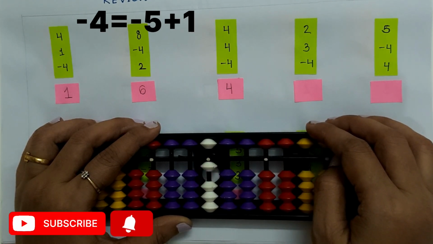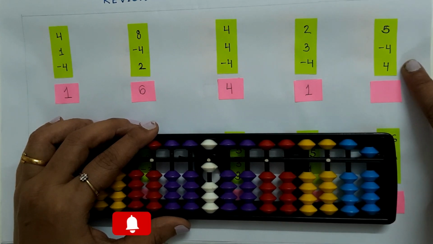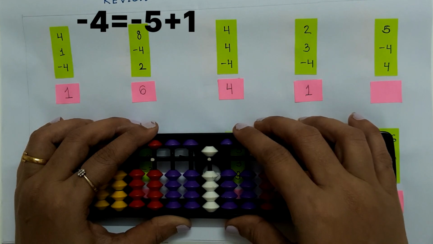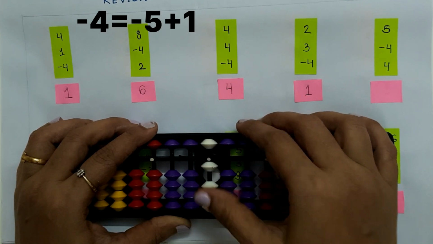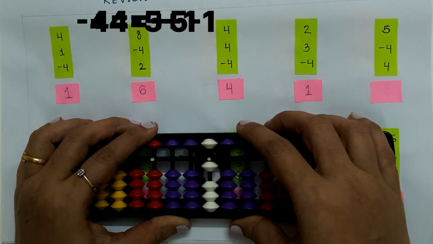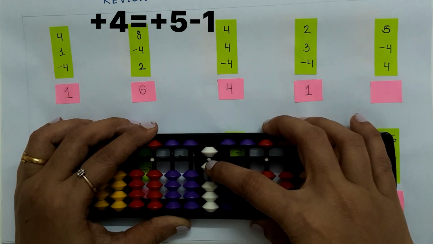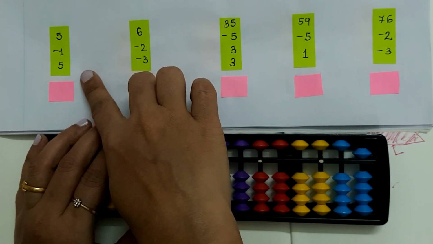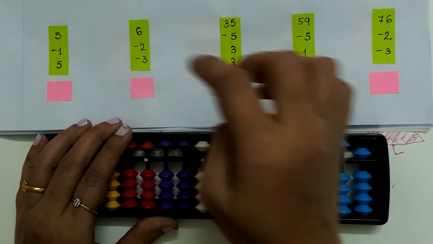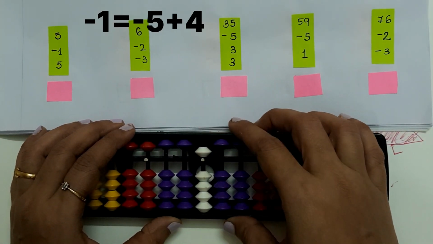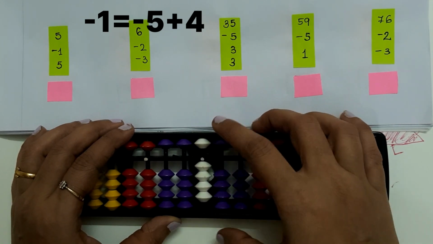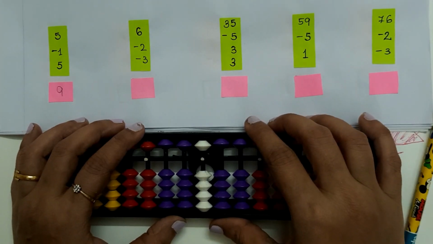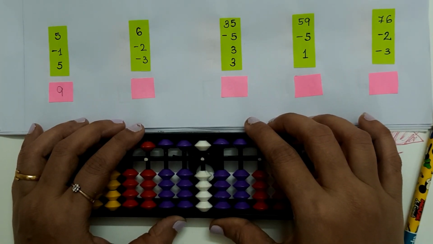Answer is 1. Our next example is 5 minus 4 plus 4. 5 minus 4 is minus 5 plus 1, then plus 4. Plus 4 is plus 5 minus 1. Answer is 5. Next question is 5 minus 1 plus 5. So 5 minus 1 is minus 5 plus 4, then plus 5. Answer is 9. Next question is 6 minus 2 minus 3.